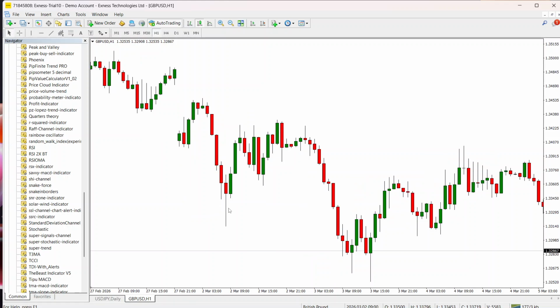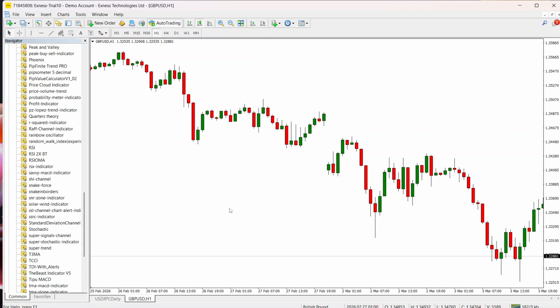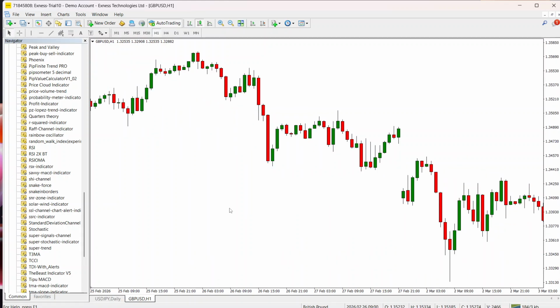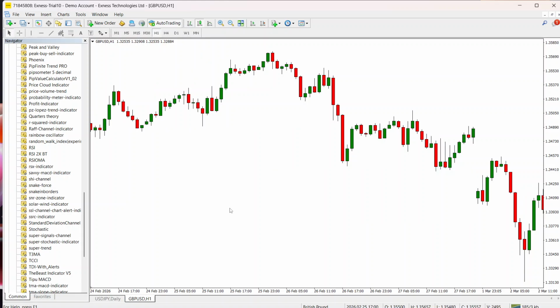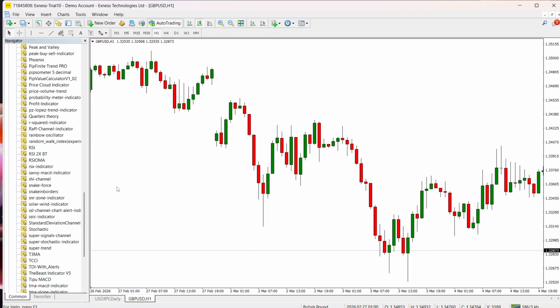This tool is built to highlight dynamic support and resistance borders around price, helping you see where price is snaking between key bands and when it may be stretching towards extremes. At this point, I'll load the indicator on the chart so you can see how it looks in real time.